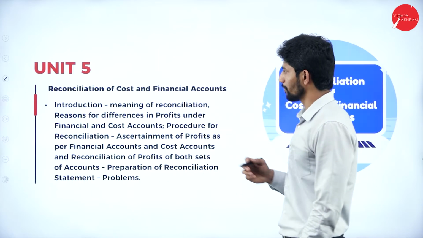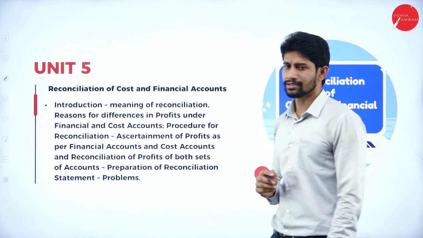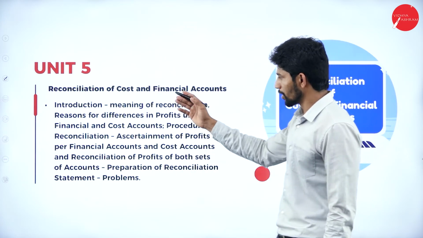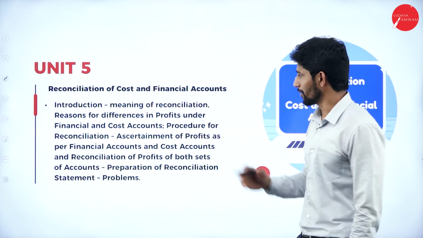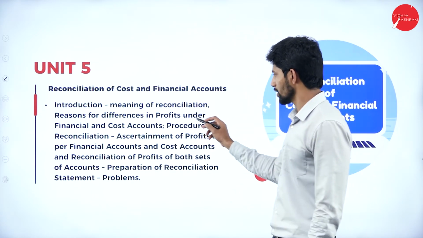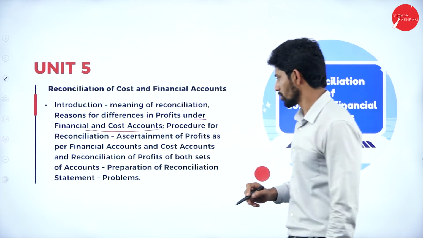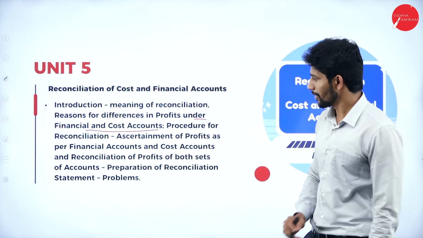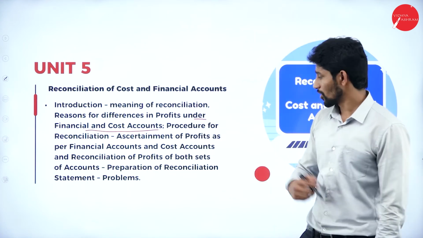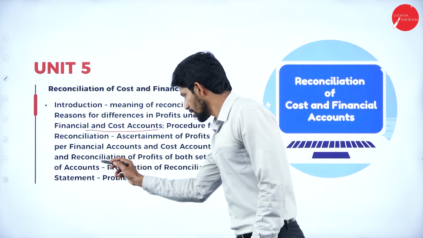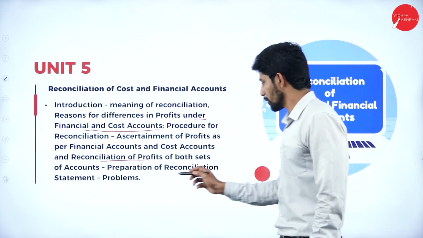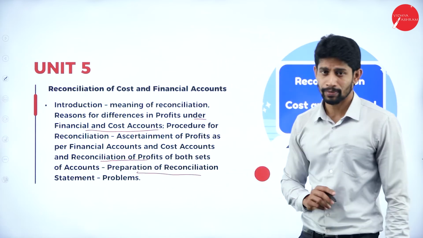Moving further to unit number 5, it's all about reconciliation of cost and financial accounts. So meaning of reconciliation of cost and financial accounts, and reasons for differences in profit under financial and cost accounts, and procedure for reconciliation, and ascertainment of profits as per financial accounts and cost accounts, and reconciliation of profits of both sets of accounts, and preparation of reconciliation statement and problems.